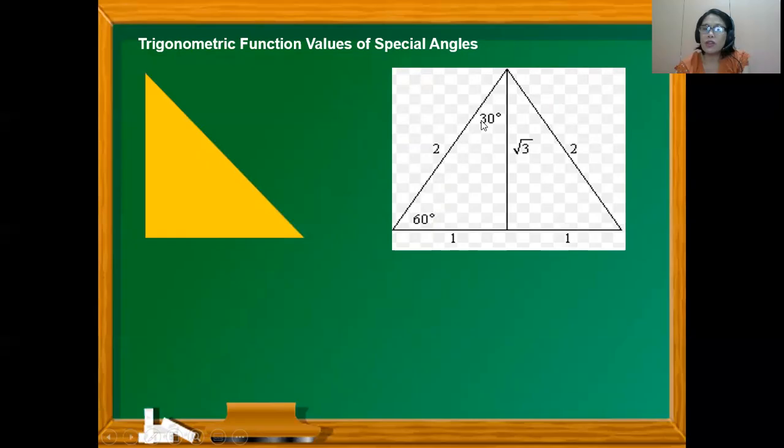Now, let's consider this equilateral triangle. For convenience, we're going to work with the side length of this equilateral triangle equal to 2.